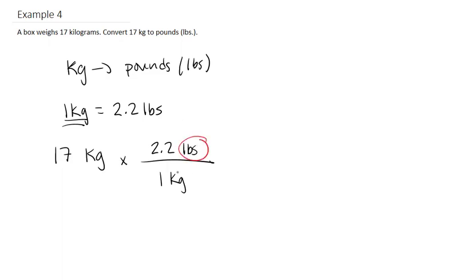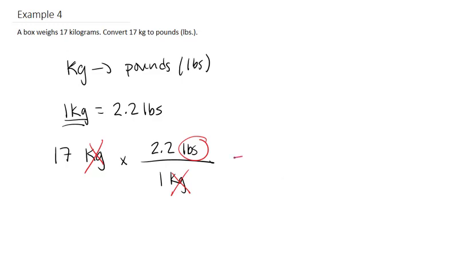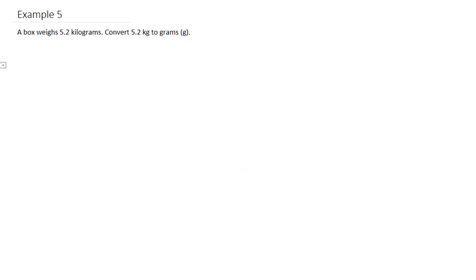This means we have pounds at the end, as we can cross out our kilograms, because they're diagonal, so they cancel out. Now, we just need to get our calculators out and go ahead and multiply 17 times 2.2, which is equal to 37.4. And this would be our answer. So let's do another example.